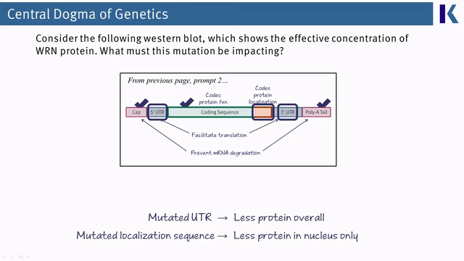The best way to tell the difference between these two mutations would be to compare this data to an additional measure, WRN protein concentration for the whole cell. If the overall concentration is too low, it's a UTR mutation. If the overall concentration is normal, you know it's a localization sequence mutation. This was a really tough question, so if you managed to predict that solution, phenomenal job.